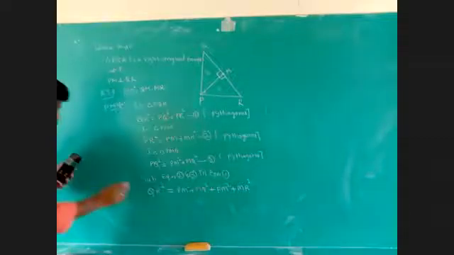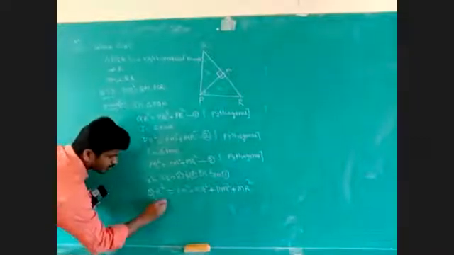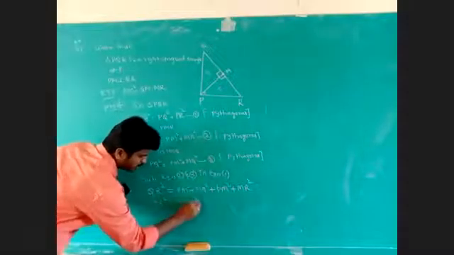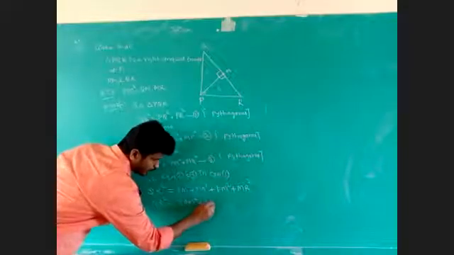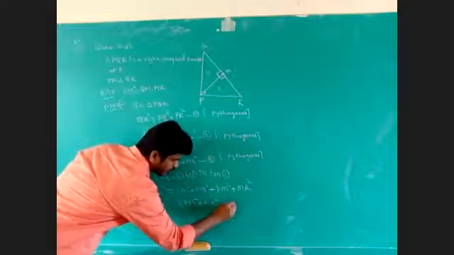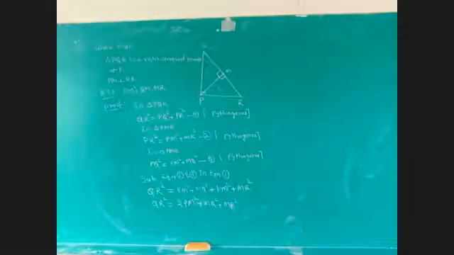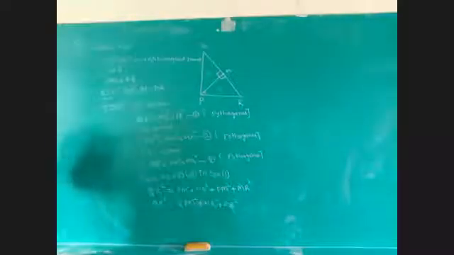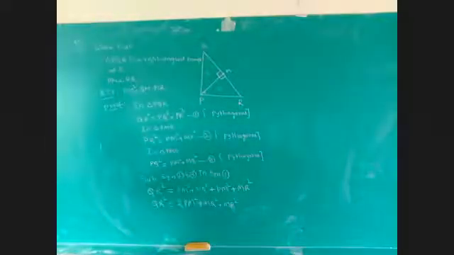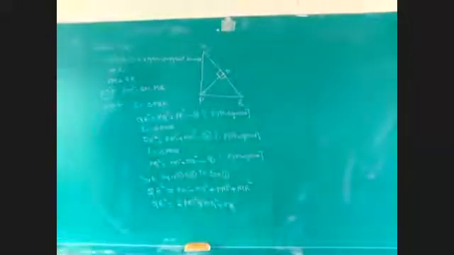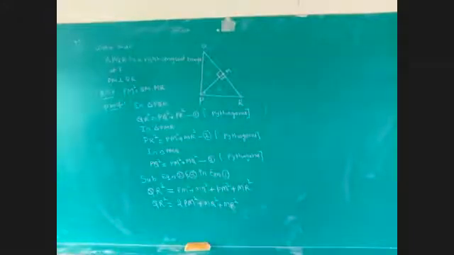Now QR square equal to PM square plus PM square, that is 2 PM square, plus MQ square plus MR square. Is it clear this step? Yes, sir. Now QR, write it as QM plus MR, that is MQ plus MR.